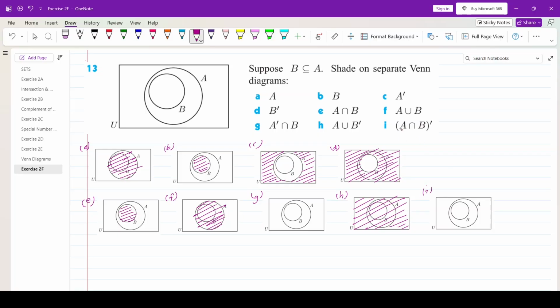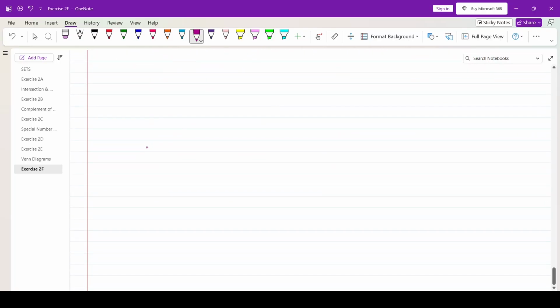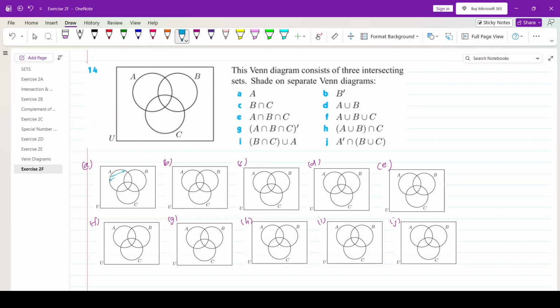Part I says complement of A intersection B. So A intersection B is this circle and its complement will be outside this circle. Let's move on to the next question. Set A is going to be this set. Set B complement will be everything outside B.